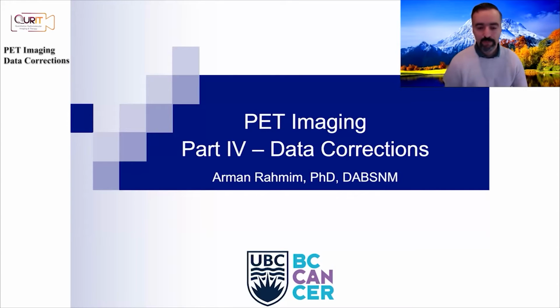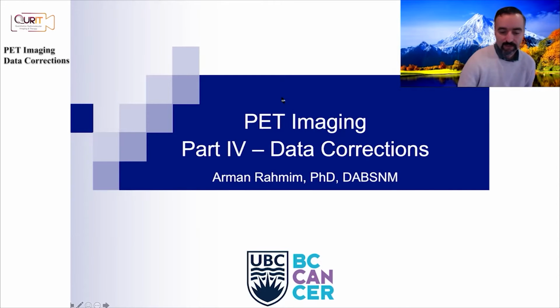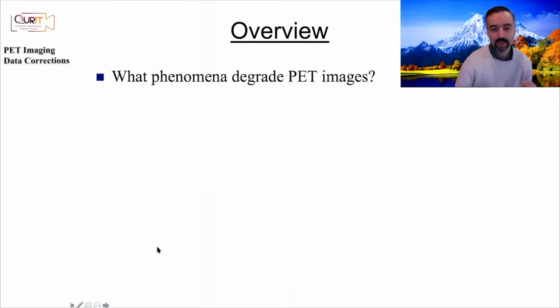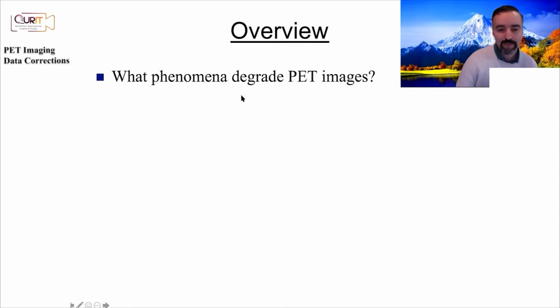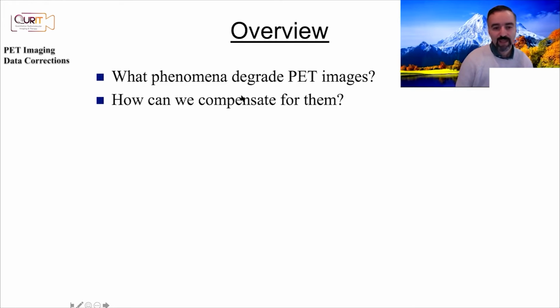All right, so we're continuing with our discussions on the science and art of PET imaging. And in this fourth short lecture, we're going to be talking about data corrections. We would like to have really reliable images that give us superb image quality and also move us to the domain of quantitative imaging. So to do that, we're going to have to consider a number of degrading phenomena in PET. So what are those degrading phenomena in PET, and how can we compensate for them?